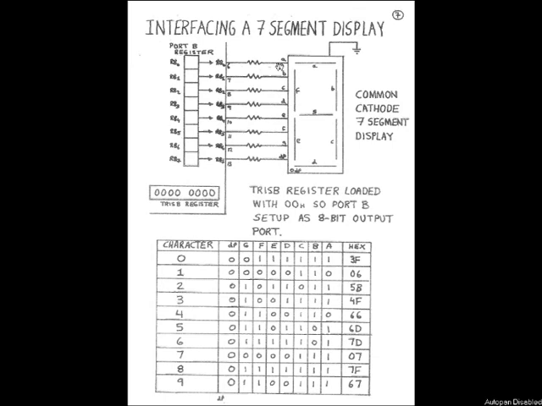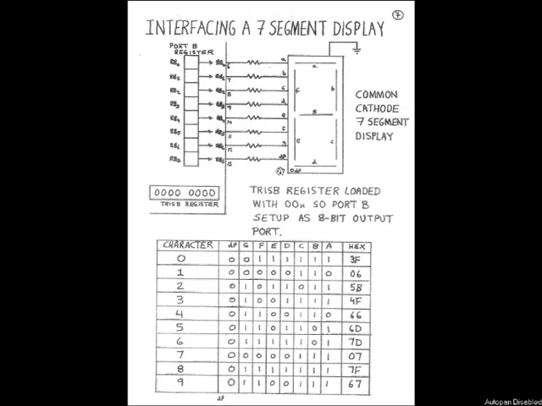And if I send a logic 1 here, LED A will turn on. If I send a logic 1 here, LED B will turn on. If I then send a logic 1 here, LED C will turn on, and so on. So as I send logic 1s and 0s out on pins 6, 7, 8, 9, 10, 11, 12 and 13 of the PIC microcontroller, these different segments on the 7-segment display will turn on and off.